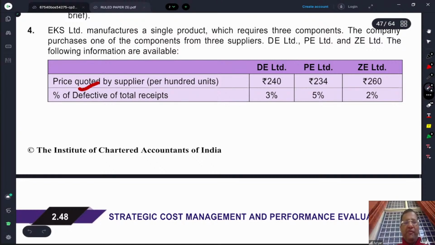Price quoted by supplier per 100 units. We can easily convert it on per unit basis. Not a special deal, 240 rupees for 100 units. So for per unit, it will be 2.4.